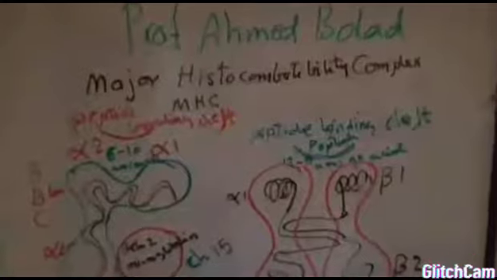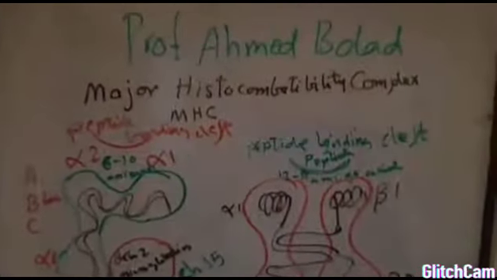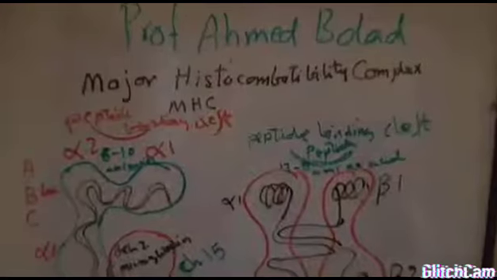alpha. So the major histocompatibility molecules are very important for recognition and discrimination between self and non-self.